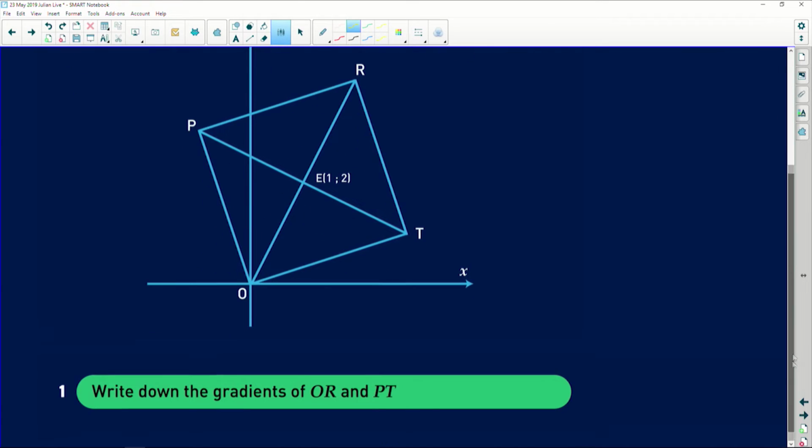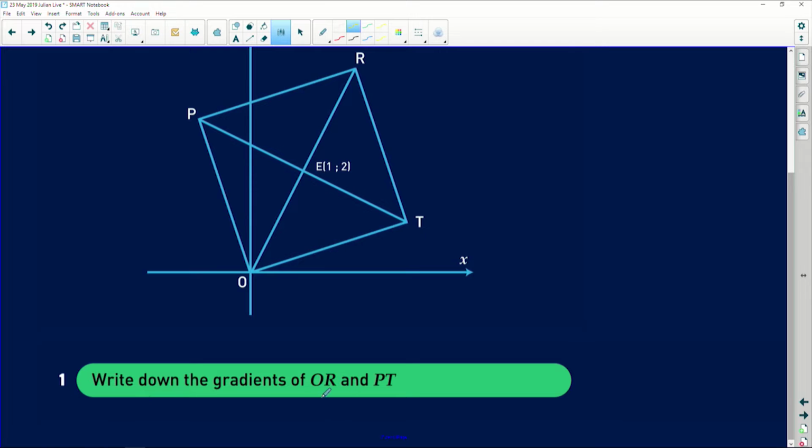Okay guys, if we have a look at this question, we get given a square. In analytical geometry, it is quite useful to use properties of our quadrilaterals. One of the properties that is going to come in very handy is that the diagonals of a square bisect each other perpendicularly. So we're going to use some of those properties to help us find the answers to these questions.